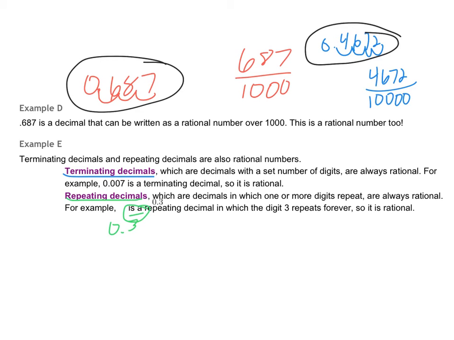It doesn't have to be just over one number. If I have 0.45 and then I have a bar over that, what that's going to mean is that the 4-5 is going to repeat itself over and over and over. That is still a repeating decimal, and it's still rational.